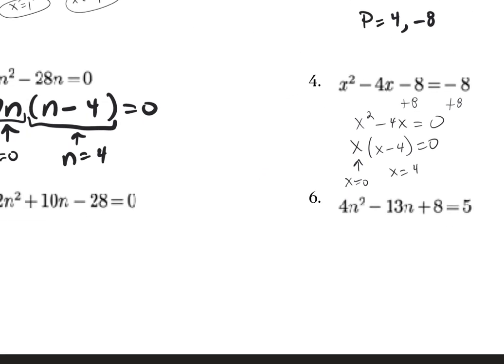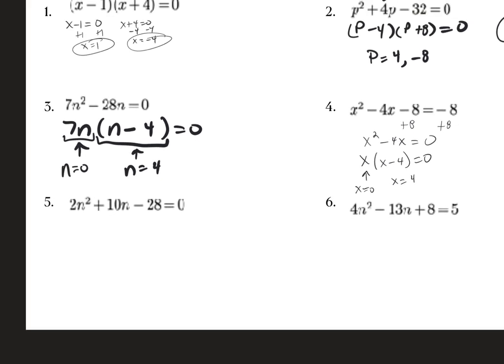That looked a lot like that last one, except we had a little bit of work we had to do to get to where we wanted to be, a little more.